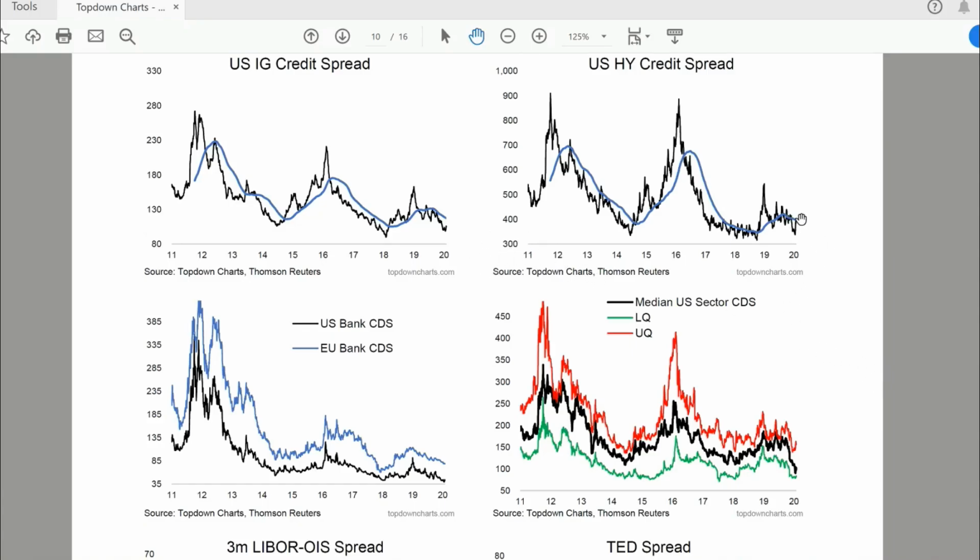Of course, junk bond spreads have shot back up along with VIX and equity risk, which tends to trade pretty closely with.